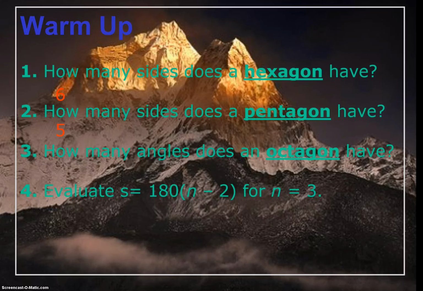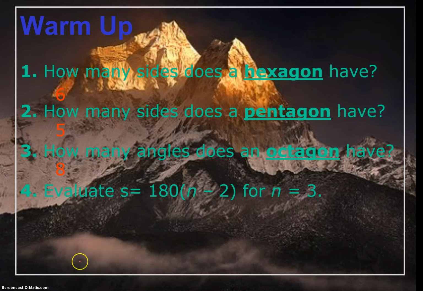So the number of angles an octagon has is the same question as asking how many sides an octagon has. Angles and sides in a regular polygon are always the same. So an octagon has 8 sides and 8 angles. And then you're also going to have to remember how to evaluate a problem. Evaluate just means solve. This formula right here is actually called the sum of interior angles formula.